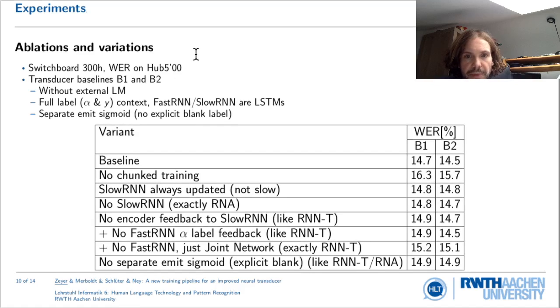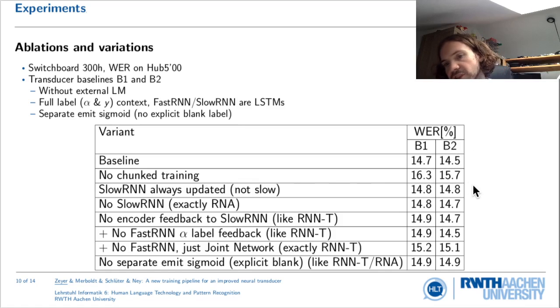So to come to experiments, first of all, ablations and variations. This uses the transducer baselines V1 and V2. These are extended models. We never use an external language model in our work here. This has full label context, alpha and y, and these are LSTMs. And we use separate emit sigmoid, so no explicit blank. The baselines are like these, B2 is slightly better.